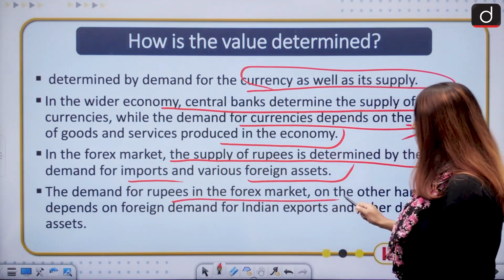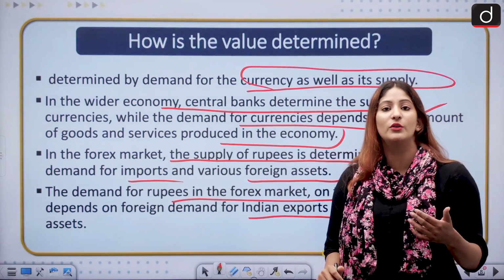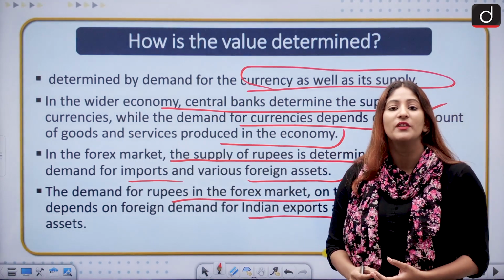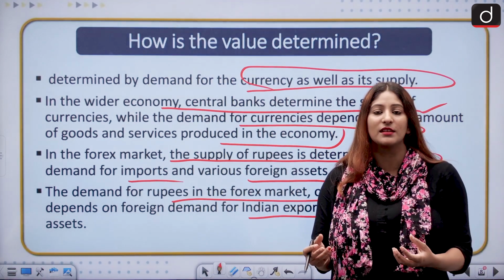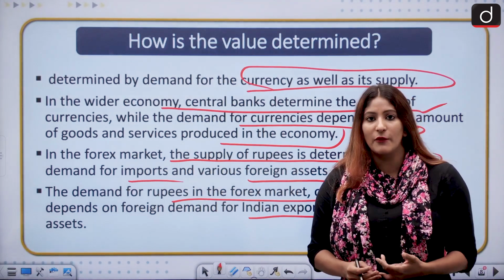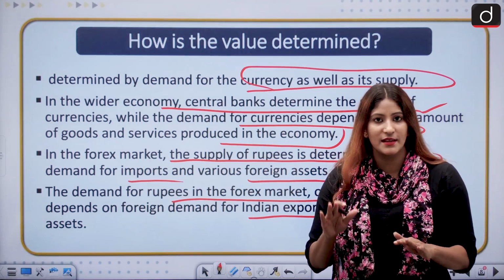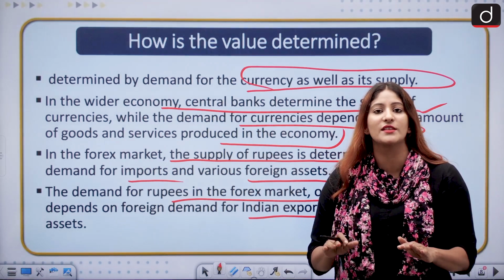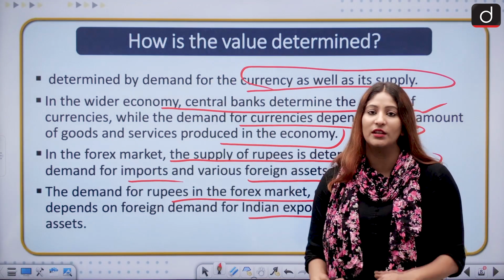Demand for rupees in the forex market, on the other hand, depends on the foreign demand for Indian exports. If people want to buy from India, they will have to ensure that they have enough rupees in order to pay for it. That means the demand for rupees will be higher, and if it is pegged at such a level that it gives us positivity towards the rupee, then the impact will be positive on the rupee.